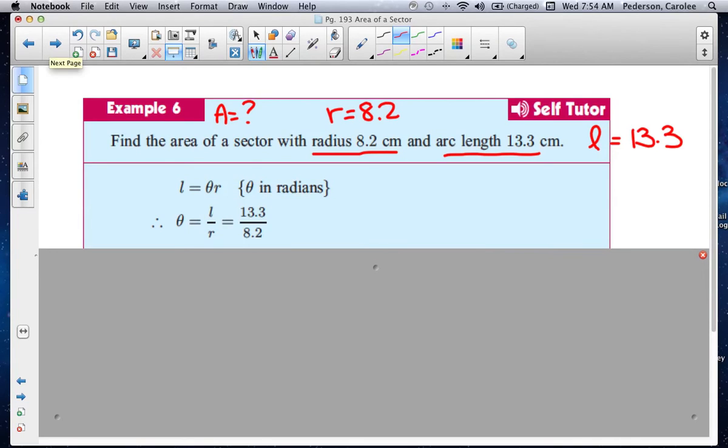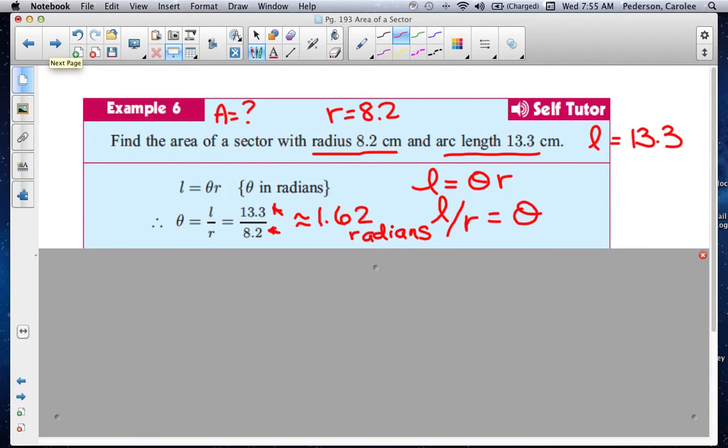So the first thing we need to do is use the arc length formula, L equals theta times r. And to solve this for theta, divide both sides by r. So now you've isolated the theta. Now we can substitute in L and r in. L is the arc length, 13.3. R is 8.2. So 13.3 divided by 8.2 is approximately 1.62 radians.